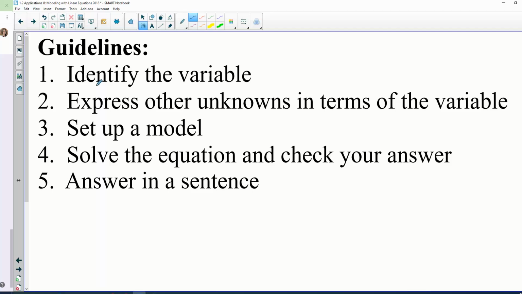The second thing, I don't want to try to solve equations with x's and y's and z's in them. I only want one variable. So if there is more than one thing that we don't know, we will put it all in terms of one variable. Third step is setting up a model or an equation. And we'll solve it, make sure our answer is reasonable. And the last thing, if I give you a problem in words, I want you to answer in words. So we will write a sentence at the end.